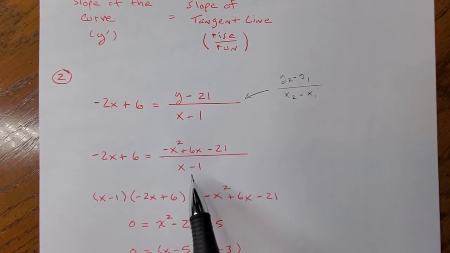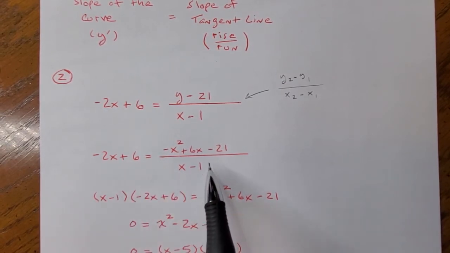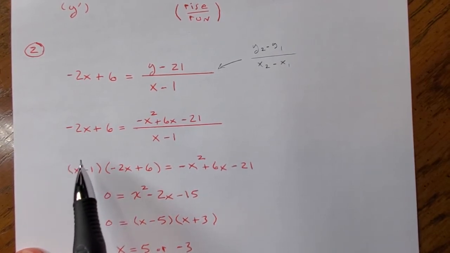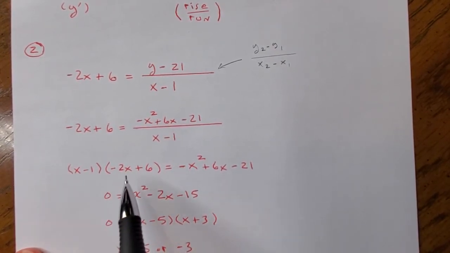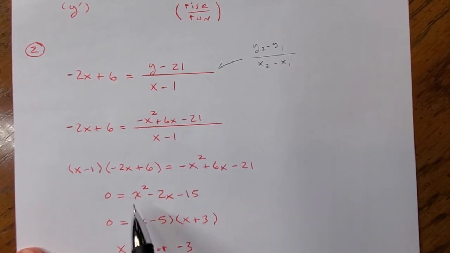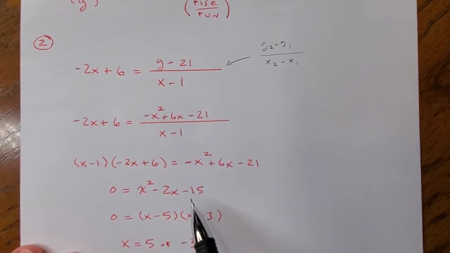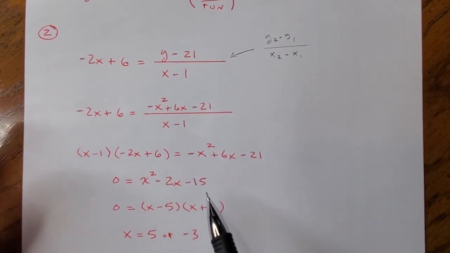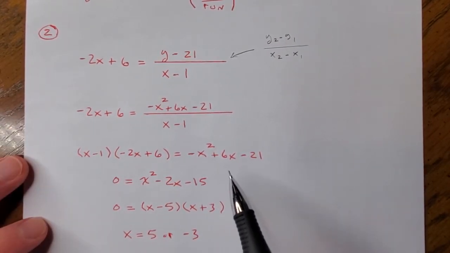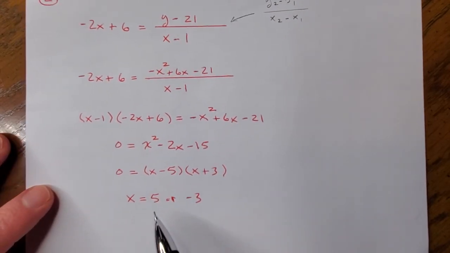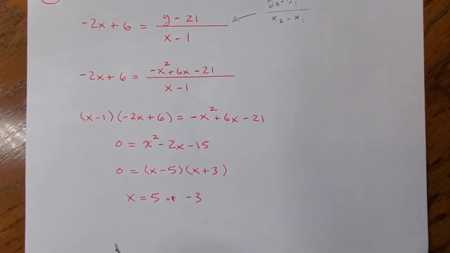All right, in my next step, I multiply both sides by x minus 1, okay? Then I multiplied these together by FOIL multiplication. I moved all my terms to the right-hand side, which gives me this, and that's just algebra. I'll let you try to fill in the steps there. If you get stuck with it or you can't do it, let me know. And then to solve it, I factored it, and I got x is 5 or x is negative 3.